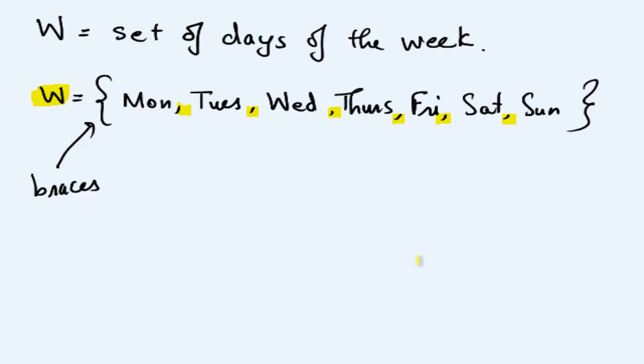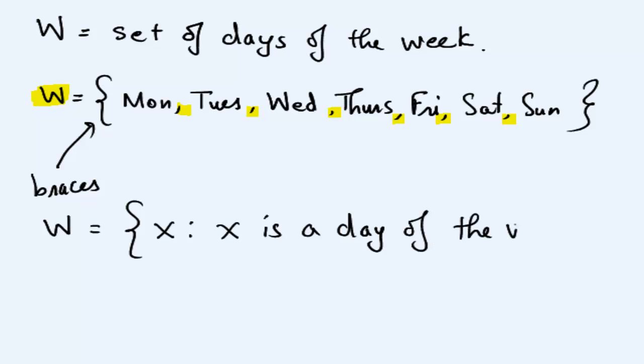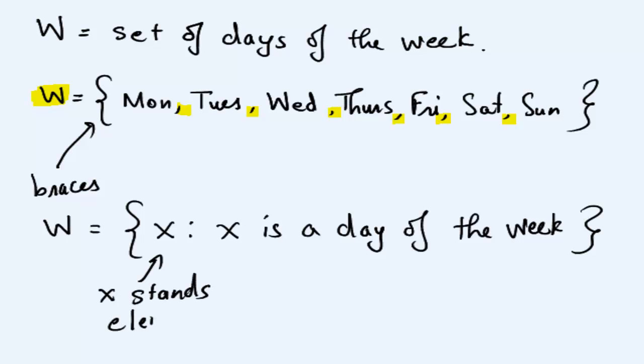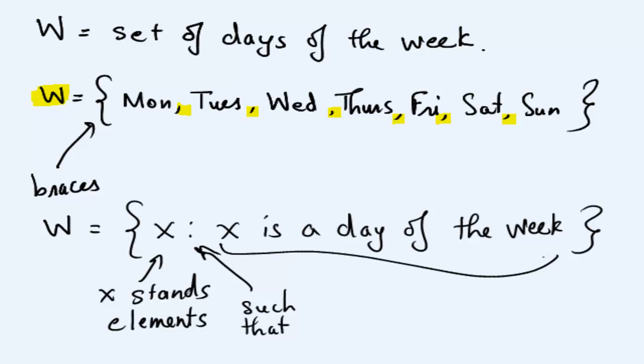We can describe this set another way. The same set W can be written as the set of all x such that x is a day of the week. Now here, this x stands for elements, and this colon here is read "such that." And this last part tells us about the elements.